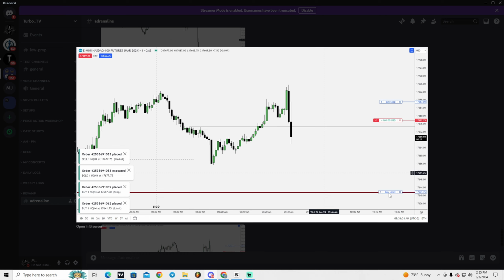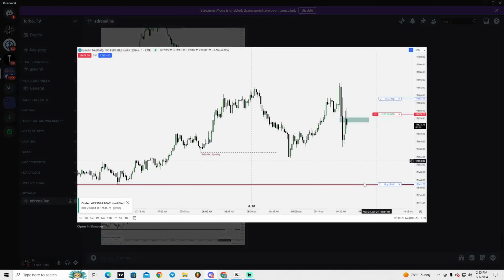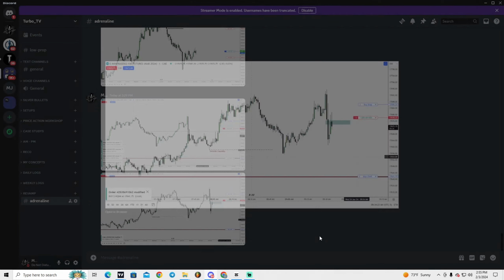One contract short down to this level here. Okay, it gave me another entry off the fair value gap. Two contracts short, and you want to see if my stop loss got hit, which it didn't. Go back and you'll see what price did. But I'm sure you can assume it hit my take profit.